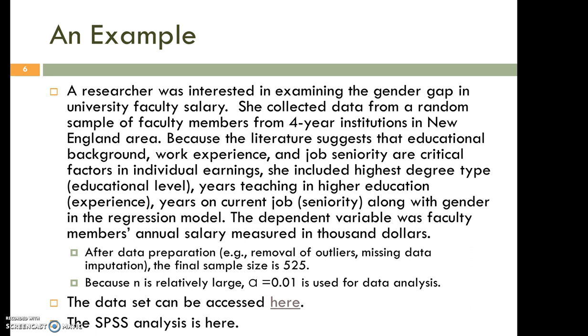Based on the literature, she used the annual income, measured in $1,000, as the dependent variable. She also included highest degree type, years teaching in higher education, and years on current job, along with gender, as the independent variables. After data cleaning and preparation, the final sample size is 525. Because the sample size is relatively large, alpha equals 0.01 is used in this multiple regression analysis.